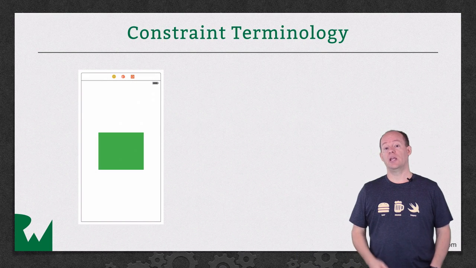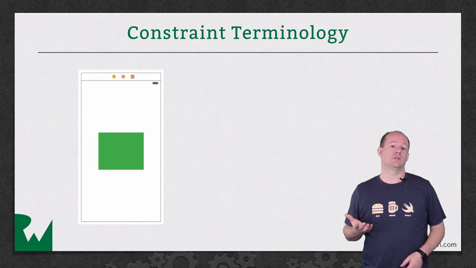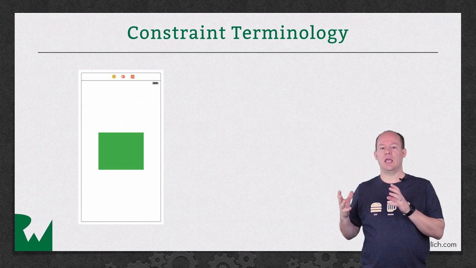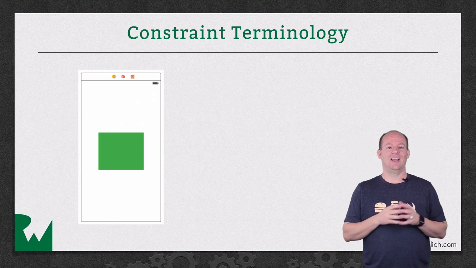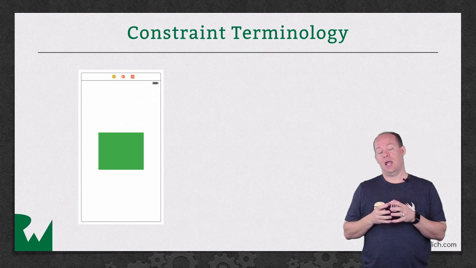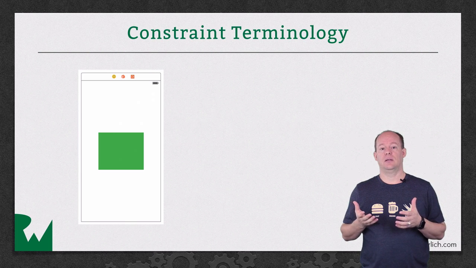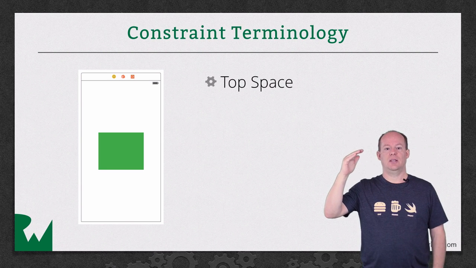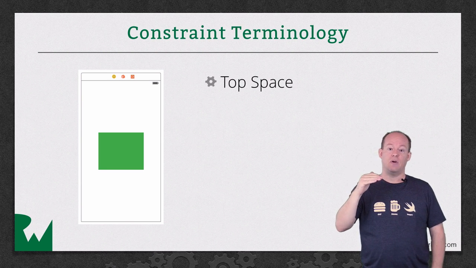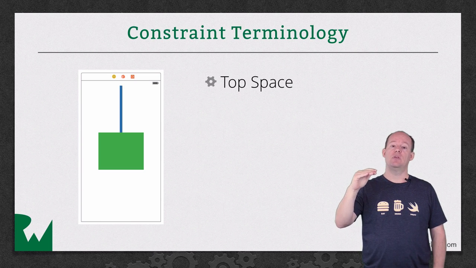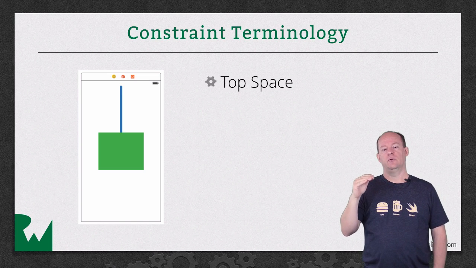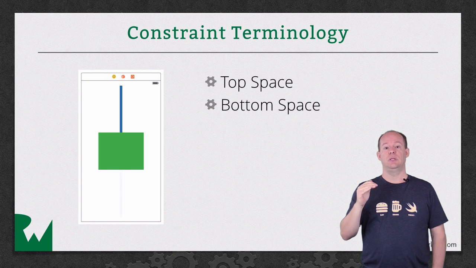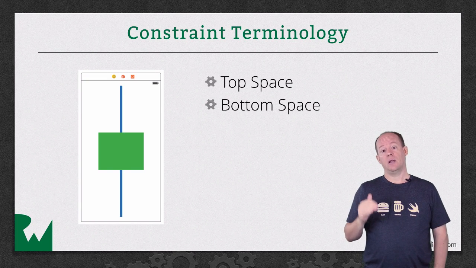Before you get started creating your first constraints, let's talk about some terminology. Let's take an example. Say you created a new view controller in Interface Builder and drag a child view out onto it, and now you want to start creating constraints on it. The first thing you might do is create a top space constraint. This is just a constraint that defines the distance between the top of the view and another view or its superview. Similarly, a bottom space constraint defines the distance between the bottom of the view and another view.